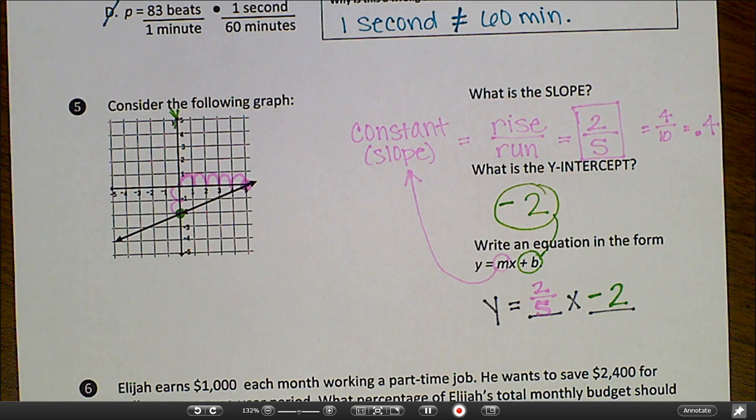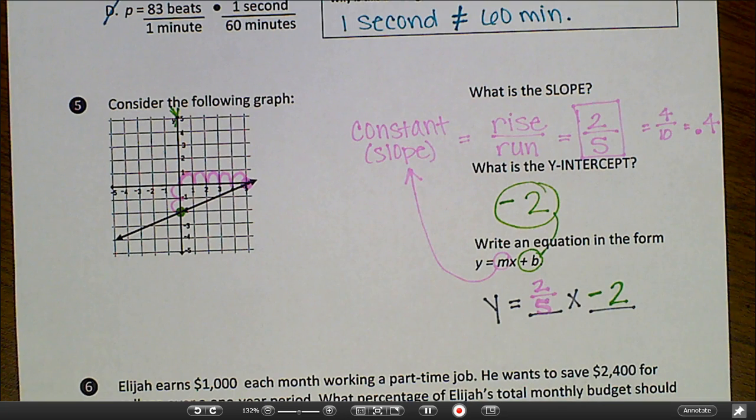If you're concerned about slope or y-intercepts or writing equations, then put a star next to this one so that you can ask your teacher about it when you're finished with the review.